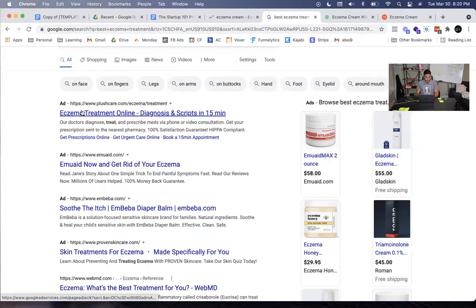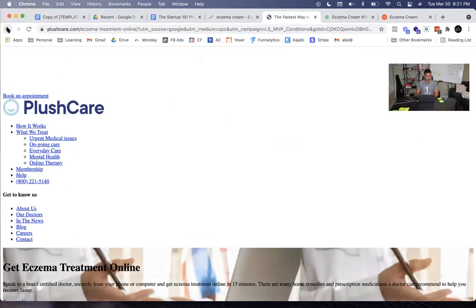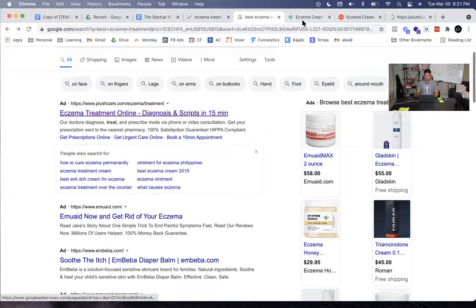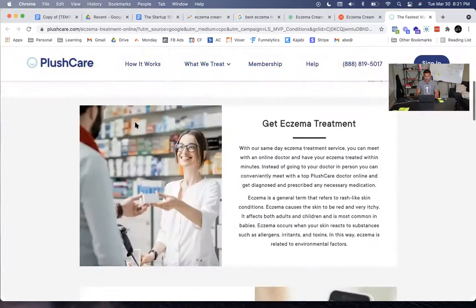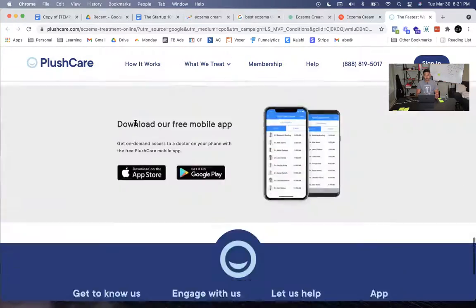Hey, look, here's another one, right? So diagnosis and scripts, right? So the first ones we looked at were creams, but now you can also look at, actually, hold on, I want to do it this way. Open a new tab. You can look at services. So if people are selling services, if you either got products, you got services, or you've got information. These are services. So this is how people are selling services. Look at how they're selling it, right?